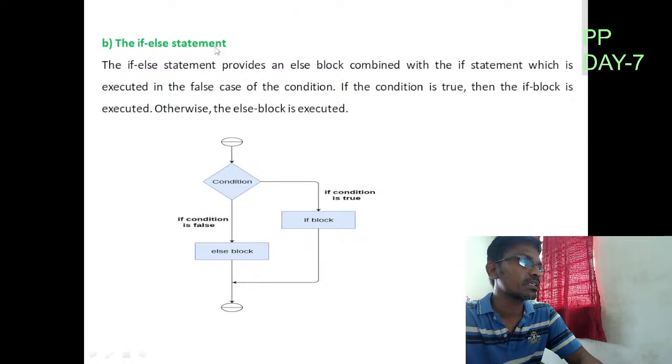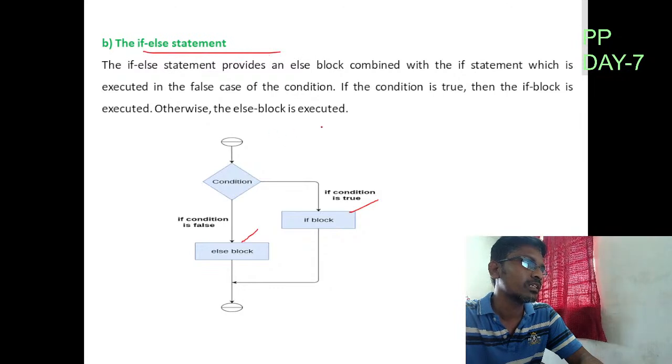So next one, if else statements. In the previous if condition, it does not have a false statement. So if the condition is true, then only it will go on to execute the block. Otherwise, it does not execute anything. Now in this if else statement, if the condition is true, then it will go and execute a true block. If the condition is false, then it will go and execute an else block. That is a false block.